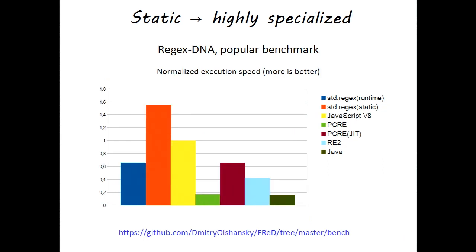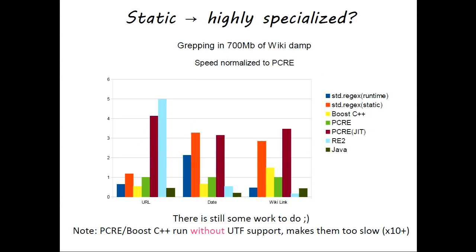And here are some more dubious results. This is a test that I prepared myself. It contains three different classes of patterns. What to take away from this is that each engine has its weak points, like RE2, which does an amazingly good job on one pattern but is a poor fit for another. And JIT compilers actually do show some promise.